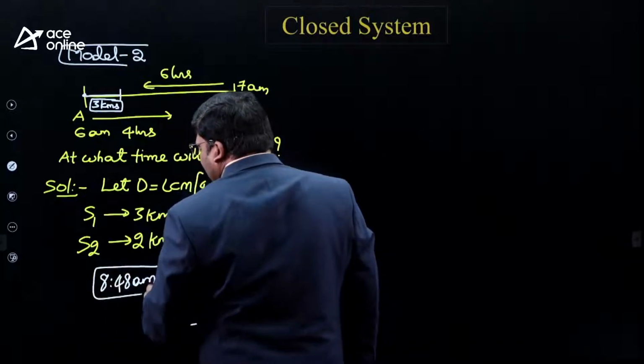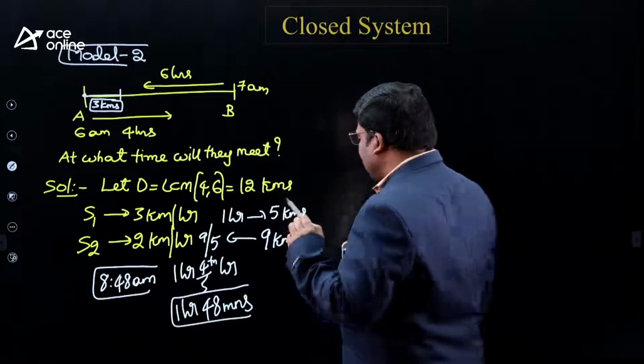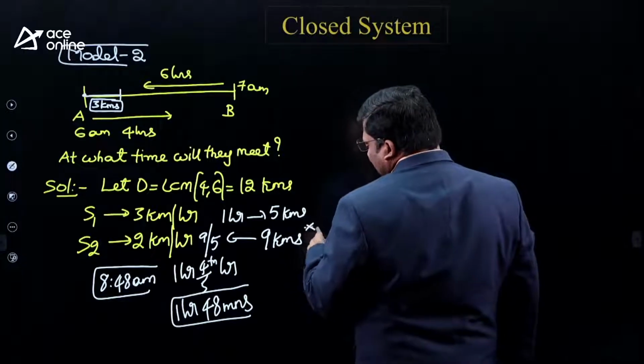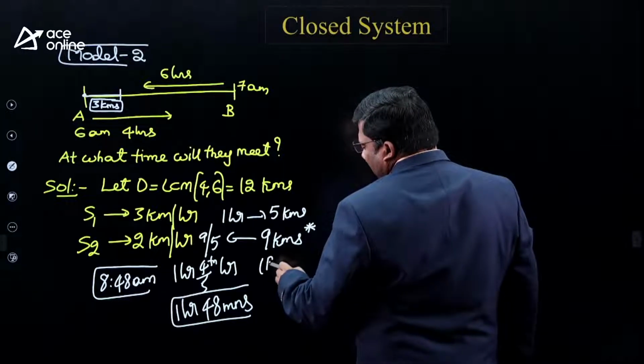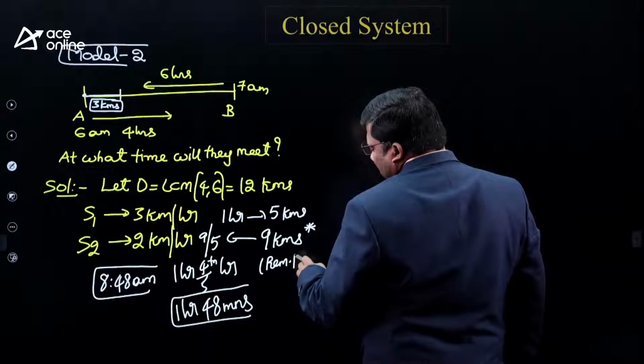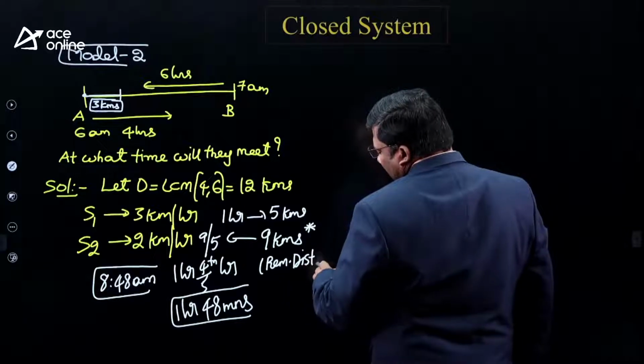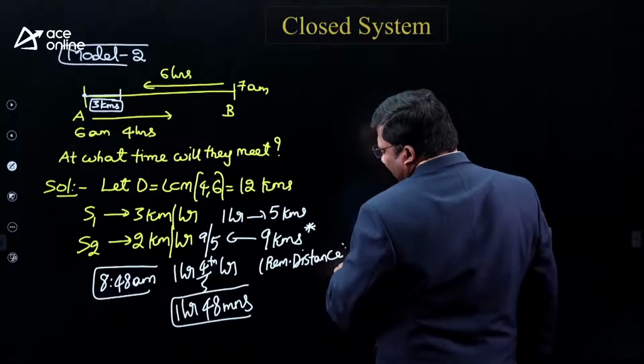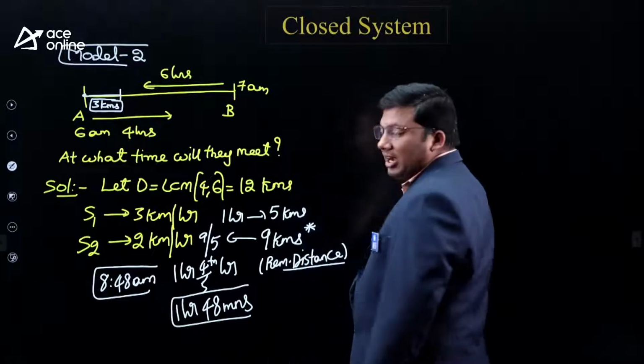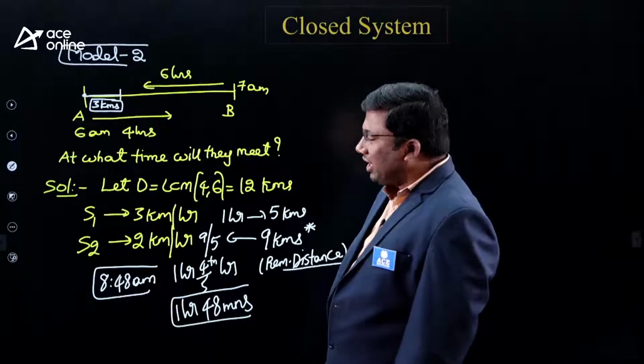How easily. What is the only difference here, sir? Here I took the remaining distance. In the previous problem, I took the total distance. Here I took the remaining distance. I hope the difference between this model and the next model is quite clear to you.